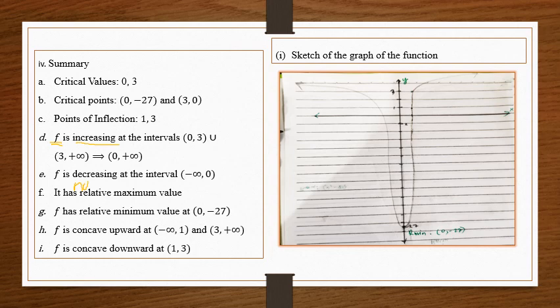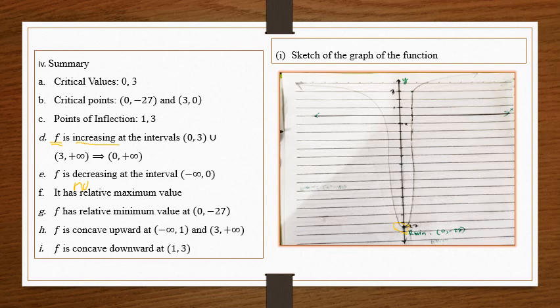And then f is concave upward from negative infinity to 1 and from 3 to positive infinity. F is concave downward at the interval between 1 and 3. Since it has no relative maximum, we only have a relative minimum. So, our relative minimum is (0, negative 27). It is here at this point.